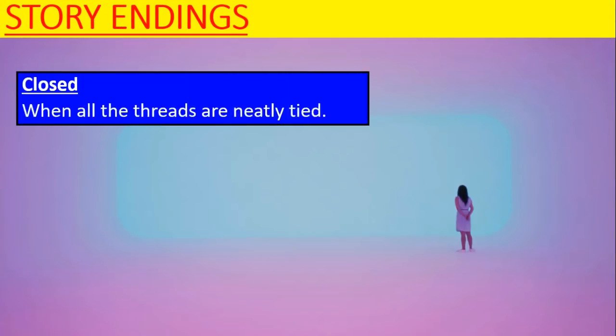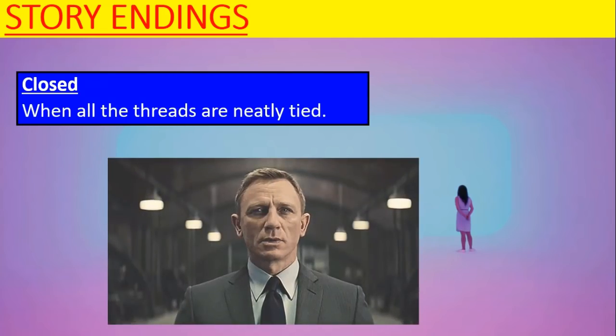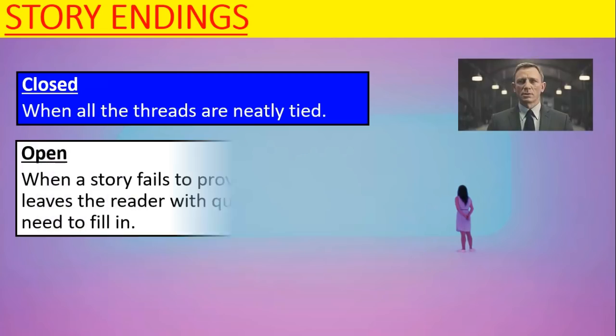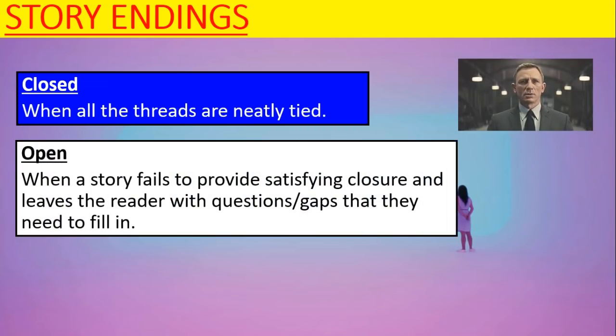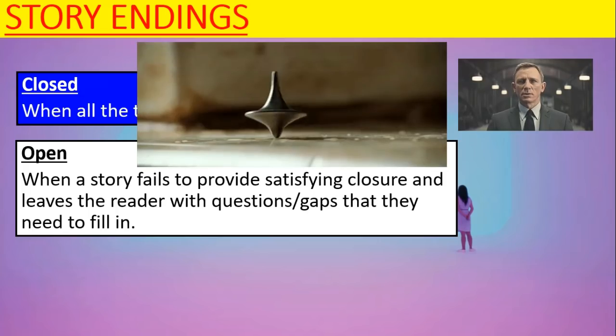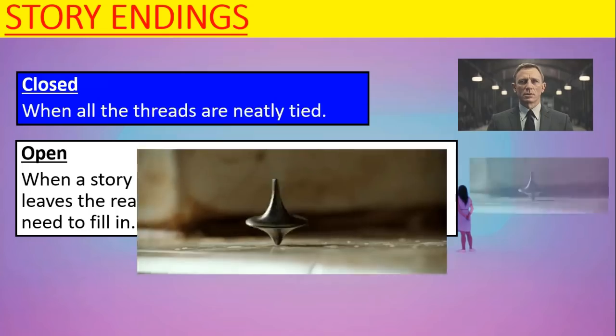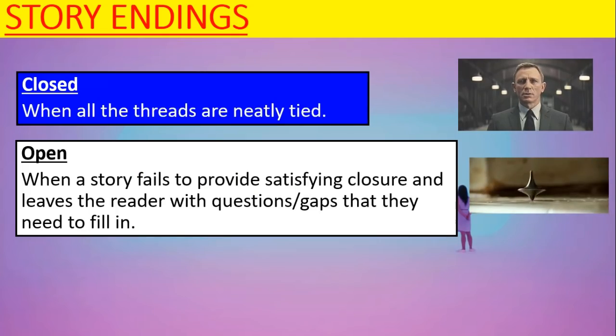Okay, so different kinds of story endings. One is a closed ending, when all the threads are neatly tied. So we can think about a James Bond example. At the end, he's killed the baddie, everyone's okay. We could have an open ending. This is when a story fails to provide satisfying closure and leaves the reader with gaps they need to fill in. For example, if anyone has seen Inception, we don't know if it's real or if it's a dream, and we're not told that. Okay? So an open ending is something where we're not really told the ending, it's up for us to decide.